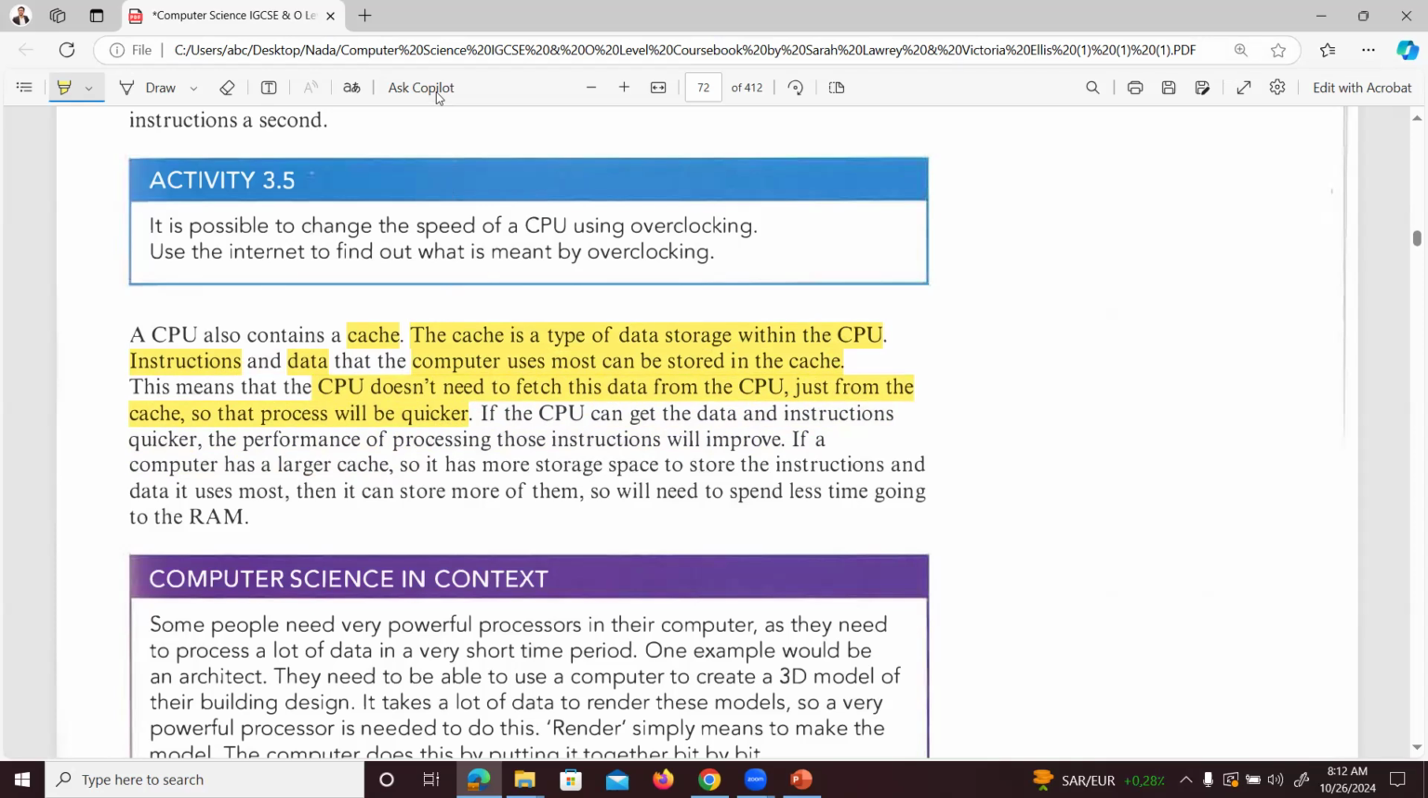For example, if there is a question like what is a cache, you can say that a cache is a type of data storage within your CPU. Instructions and data that the computer uses most can be stored in this cache. That means that the CPU does not have to fetch data every time. It can just take your data from the cache memory.